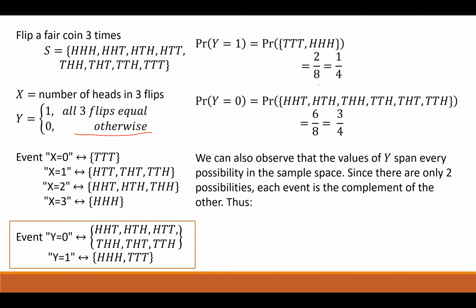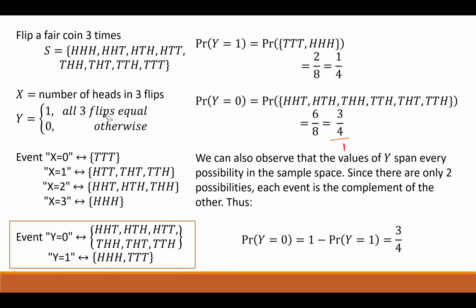Okay, and again, if we add these up, we get 1. Right, so the values of Y span every possibility in the sample space, and there are only 2 possibilities. This is basically one is the complement of the other, and that's sort of communicated here as well, right? Where I say this defines one event, and then this defines every other event. So one is the complement of the other.